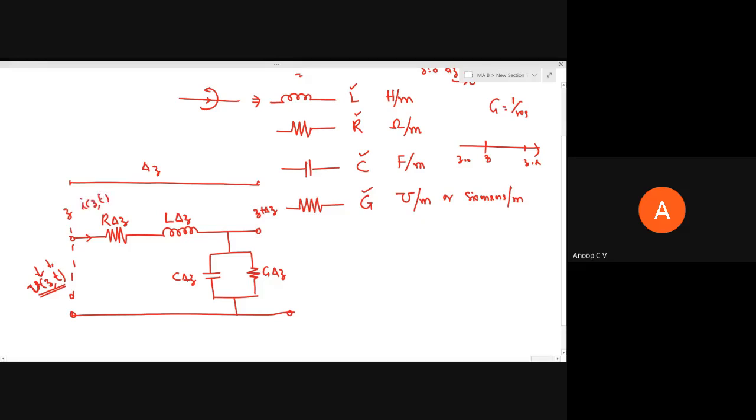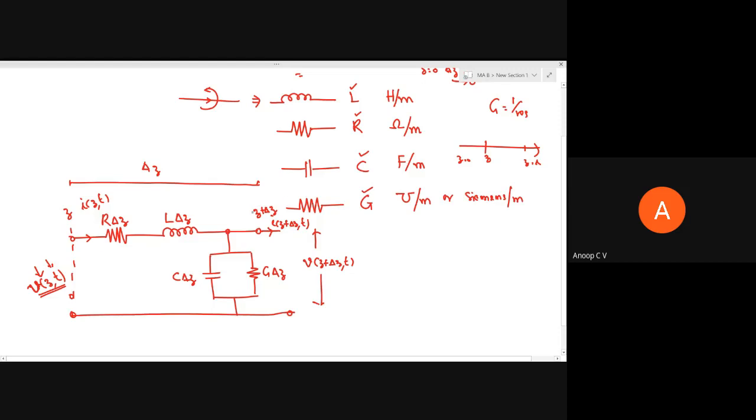And the current here is I of z comma t. Similarly, the voltage across this node will be v of z plus delta z comma t. That is the voltage at a distance z plus delta z from the origin at a given time t. And the current here will be I of z plus delta z comma t. All are small letters, so please keep that in mind.